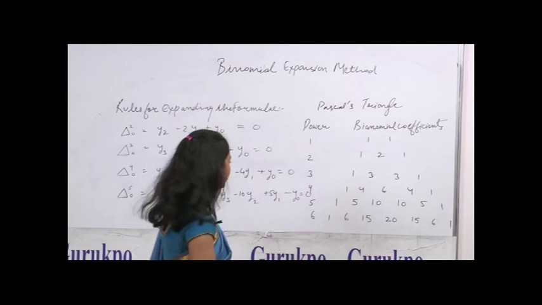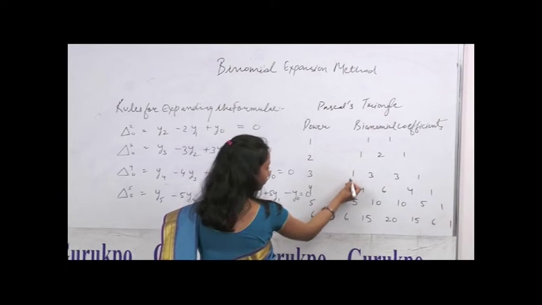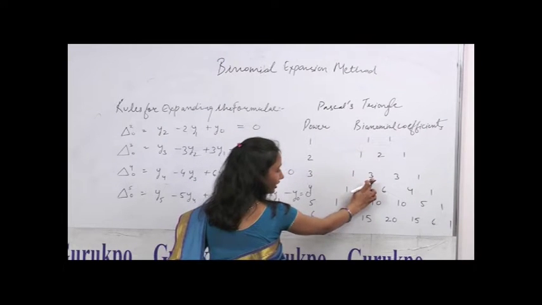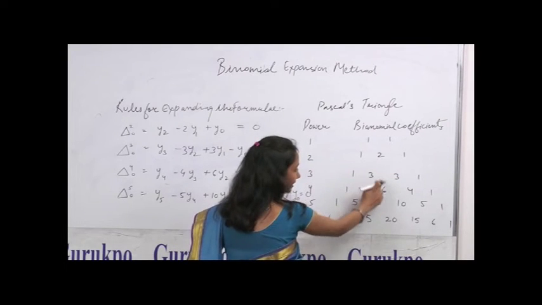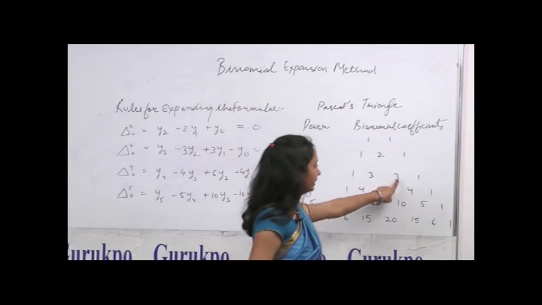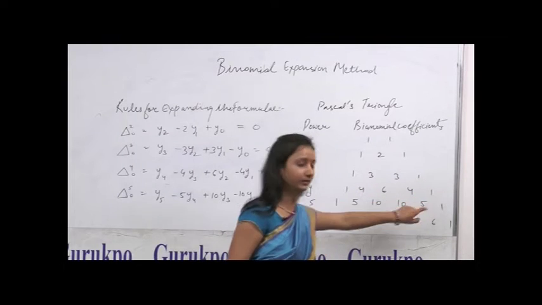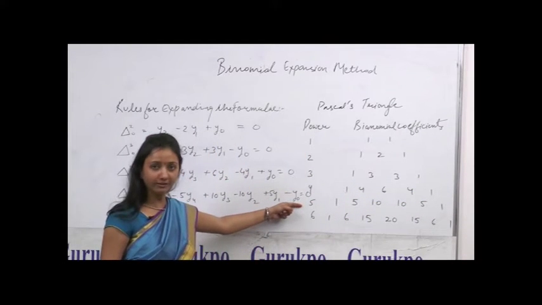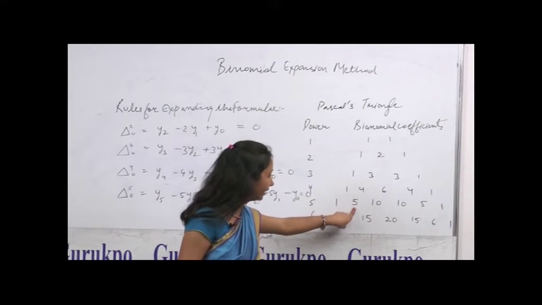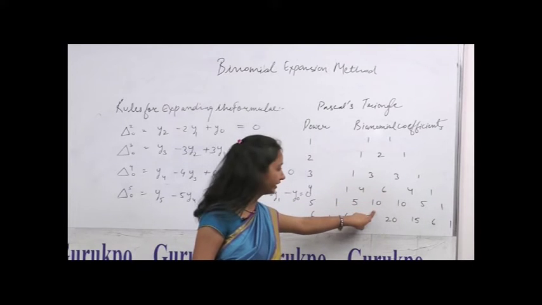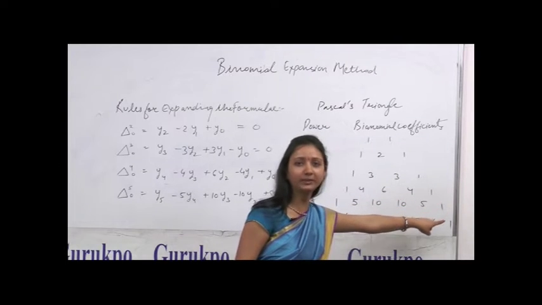1 came down, and at the power of 4, when we write the Pascal triangle, first 1 will come, then 1 plus 3 will be 4, 3 plus 3 will be 6. This will be written at the center of 2 digits. Then 3 plus 1 will be 4, and 1 written again. Next, at the power of 5, 1 will come down as it is. Then 1 plus 4 will be 5, 6 plus 4 will be 10, 6 plus 4 will be 10, and 4 plus 1 will be 5, and 1 will come down.